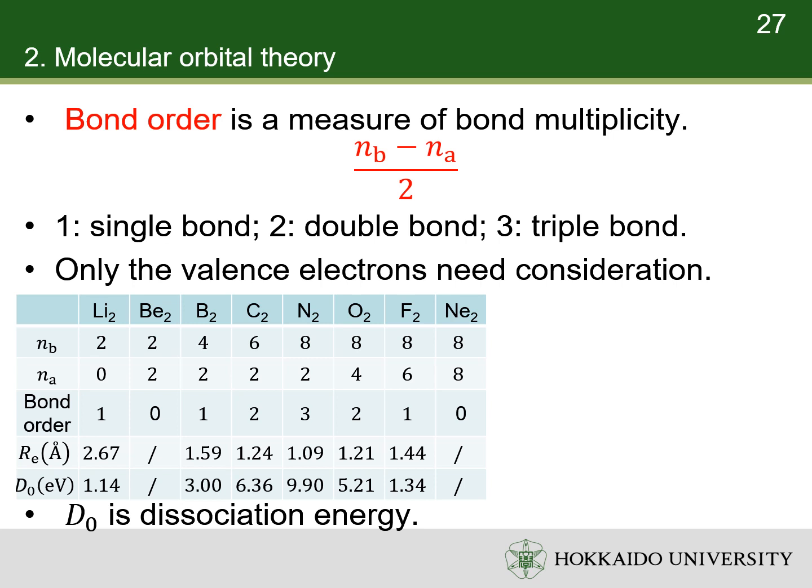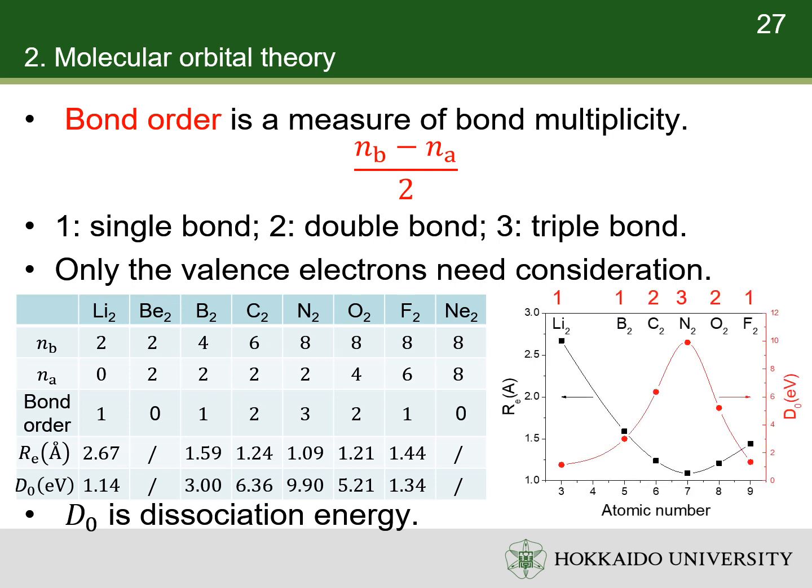Bond order gives a rough indication of the stability of a bond. Generally, the higher the bond order, the stronger the bond, in other words, smaller equilibrium distance and higher dissociation energy. Thus, dinitrogen with a bond order of 3 is the most stable in this group. The aggregate with bond order 0 is unstable, such as diberyllium and dineon.